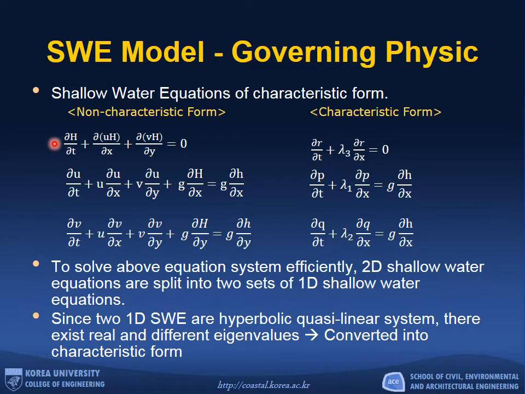The governing physics of MOST is the popular shallow water equation as shown here, which is a hyperbolic quasi-linear equation. So in MOST, the equations have real and different eigenvalues and thus can be converted into characteristic form on the right hand side here. These equations straightforwardly describe that characteristic variables propagate at characteristic speeds without changing their quantities, which is called the Riemann invariant.